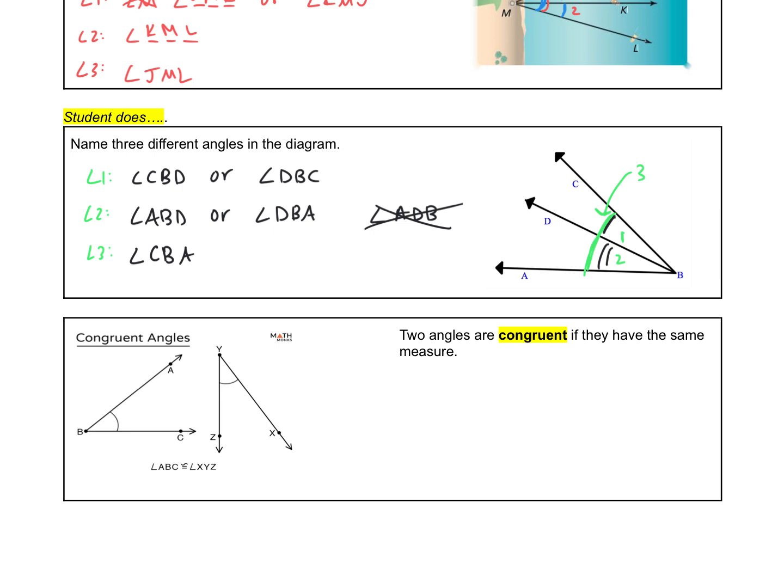Okay. Next thing to talk about, angles are congruent if they have the same measure. Now, we noticed before with segments, so let's say this segment was congruent to this one, they were marked with a tick mark. You can do the same thing with an angle. So these angles are congruent. And if you put a tick mark, that shows that they're congruent, that they have the same measure. Okay, so let's move on.